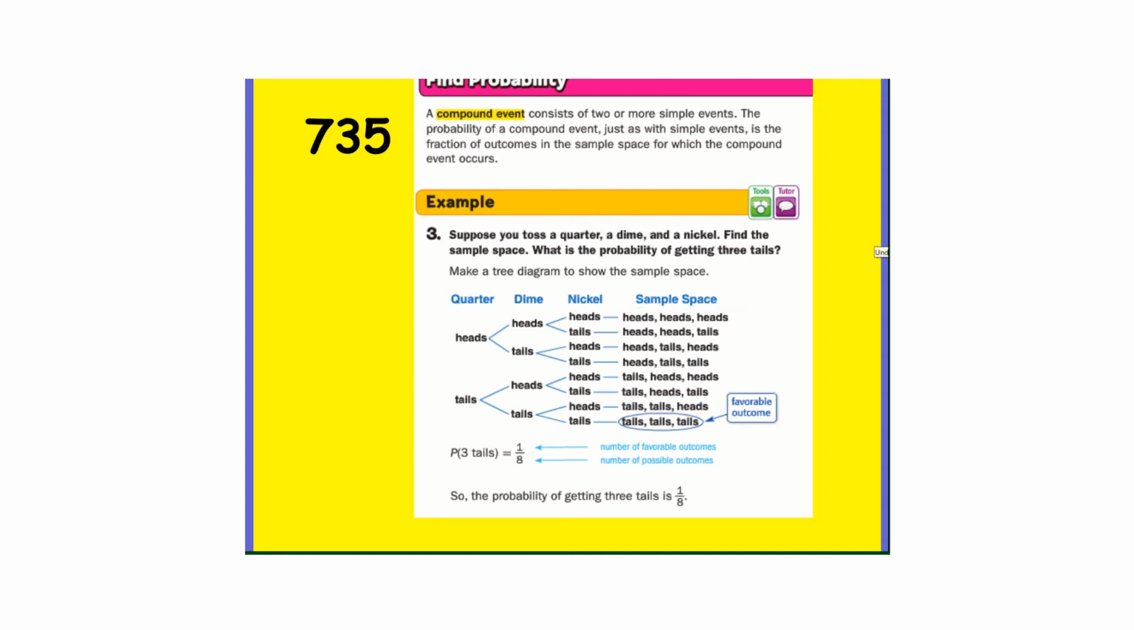So what is the probability of getting 3 tails? Only one outcome has 3 tails. There's 8 outcomes, 1, 2, 3, 4, 5, 6, 7, 8. So 1 out of 8 is the probability of getting 3 tails.